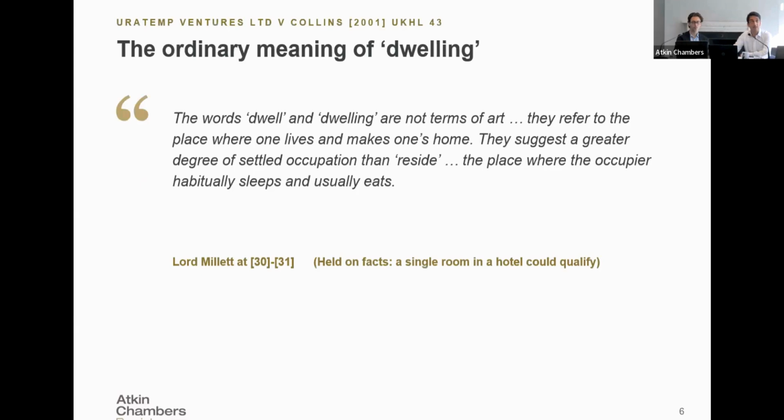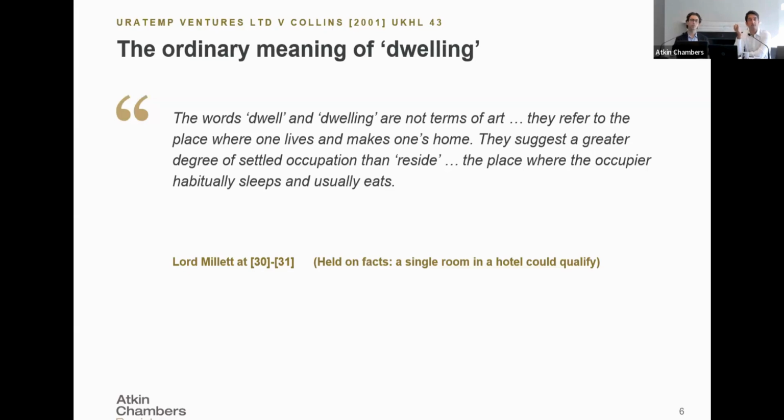The first case, and in very much what may be the most important case, is a case called Eurotemp Ventures and Collins from 2001. Now, this was a case about whether a room occupied by Mr. Collins in the Viscount Hotel in Kensington could amount to a dwelling within the meaning of the Housing Act 1988, only if cooking facilities were available. So, first of all, concerned with a very different piece of legislation with a different objective to the DPA.